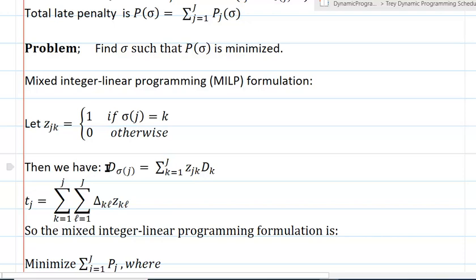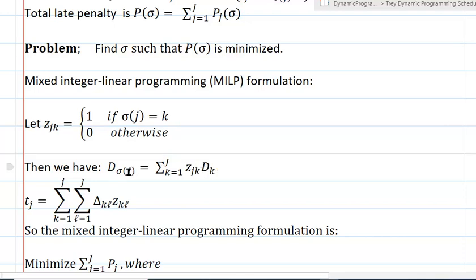Well, we define that above as d of sigma of j. That's the due time of the jth scheduled job. Now I can express this, in fact, as a linear combination of the z's. Remember that z_jk is only 1 if sigma of j equals k. So if I take the sum over all jobs of z_jk times d_k, what's this sum going to be? It's going to pick out exactly one term, only the term where sigma of j is equal to k, which is exactly going to give me d of sigma of j.